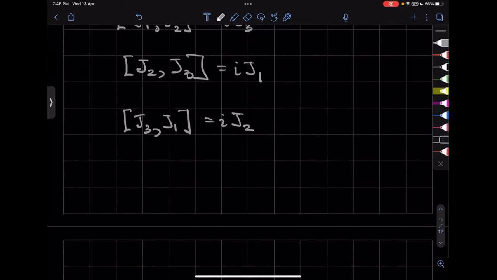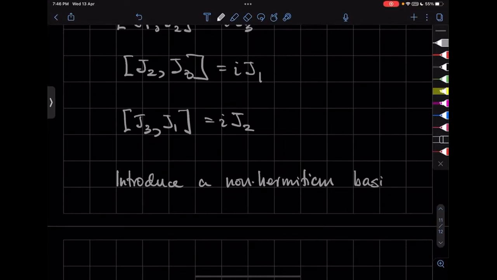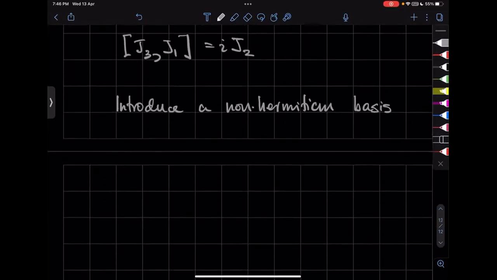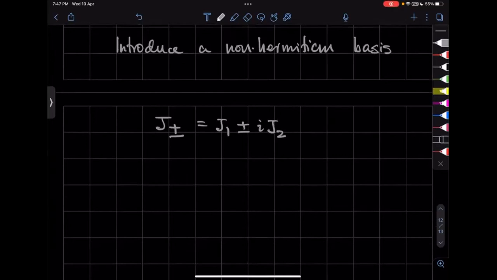Now, let's introduce a different basis. Let's introduce a non-Hermitian basis, inspired by the harmonic oscillator. And let's define J plus minus to be J1 plus minus i J2. So then we have that J plus minus are not Hermitian, right? If I take J plus, take its Hermitian conjugate, I get J minus. And if I take J minus, take its Hermitian conjugate, I get J plus.